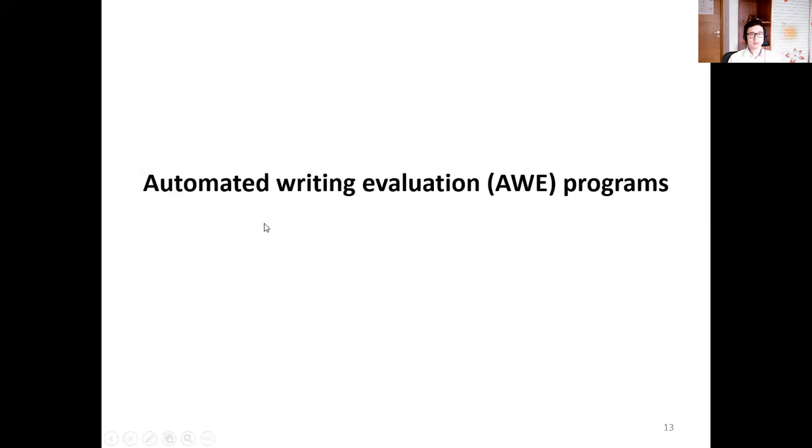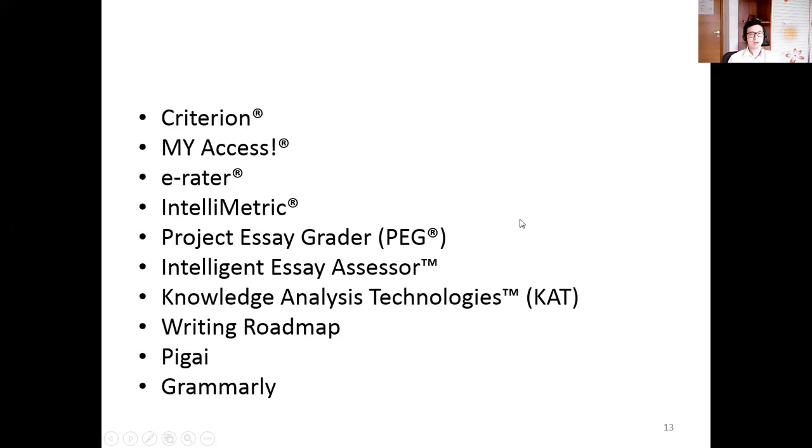Now, let's take a look at some automated writing evaluation programs that students can use for their writing. Here is the list of some of the programs: Criterion, MyAccess, eReader. Some of them are developed by ETS and Pearson. Others are launched by tech companies around the world. We will look at three examples.